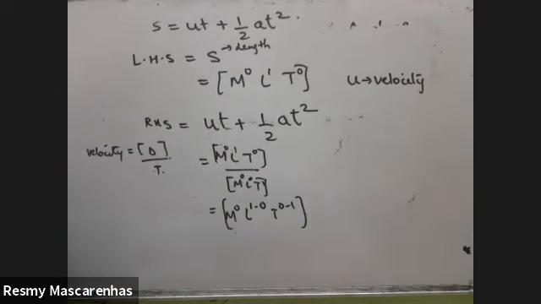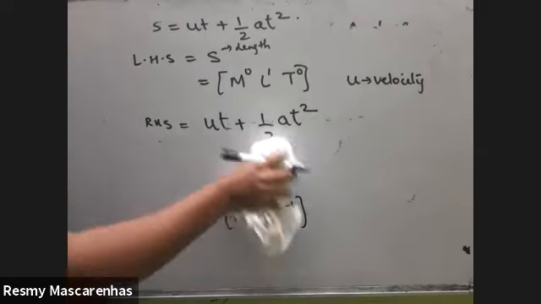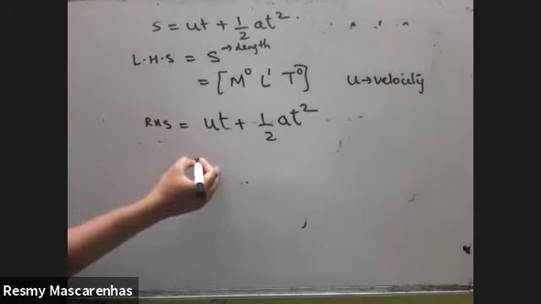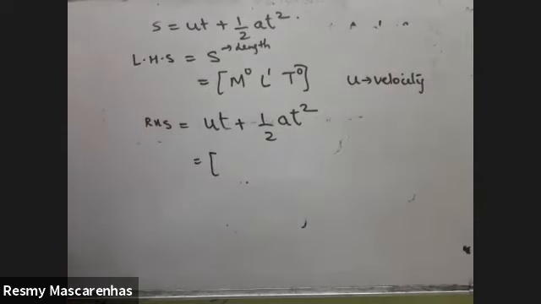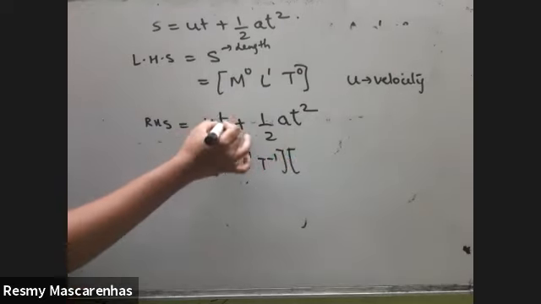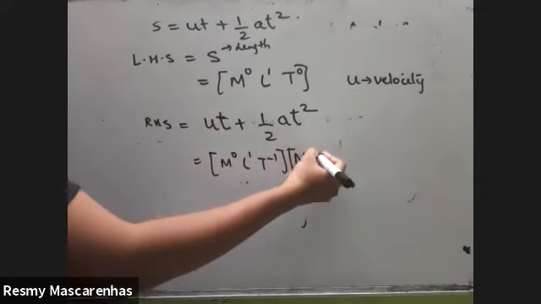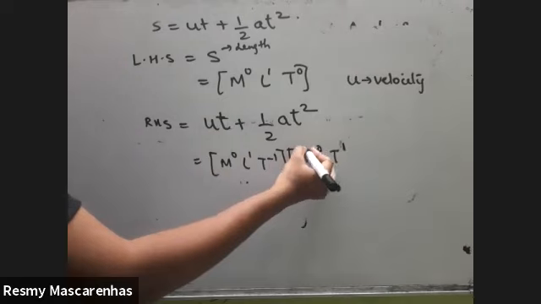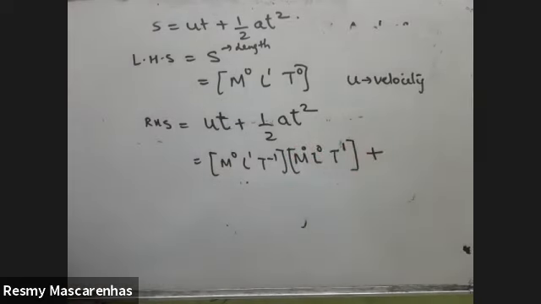Just substitute. Speed or velocity means the same. So substitute u with the dimension of velocity, M0 L1 T minus 1, into the dimension of time. T is for time, M L T, so T will be 1, rest will be 0. Then plus, whenever there is any pure number, don't take it. Numbers will not be considered. Don't put half and all. Just substitute only the dimension. A constant will never have any dimension.